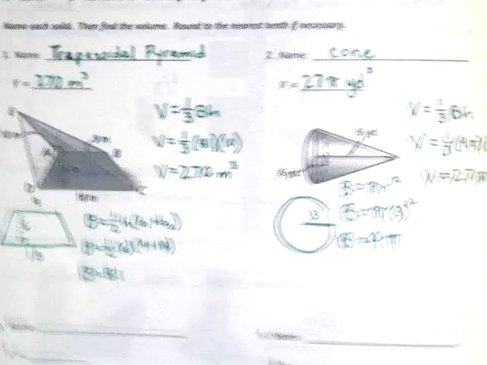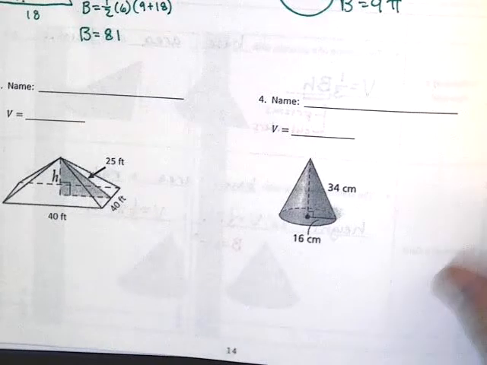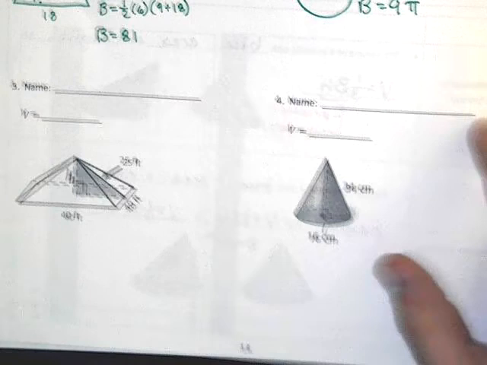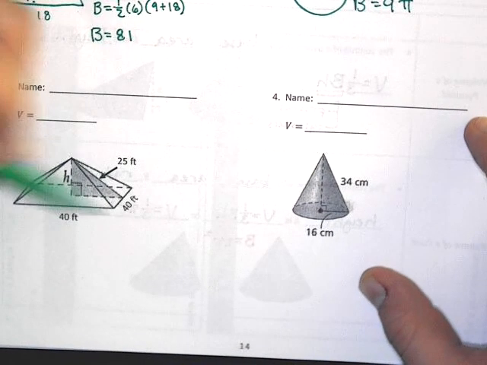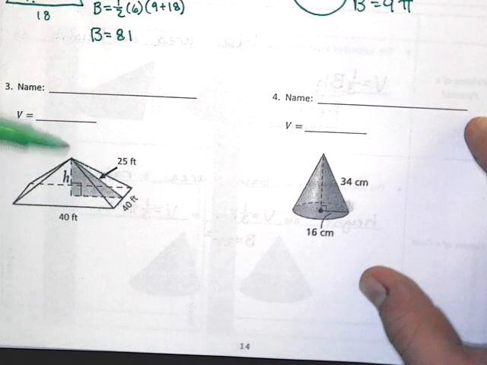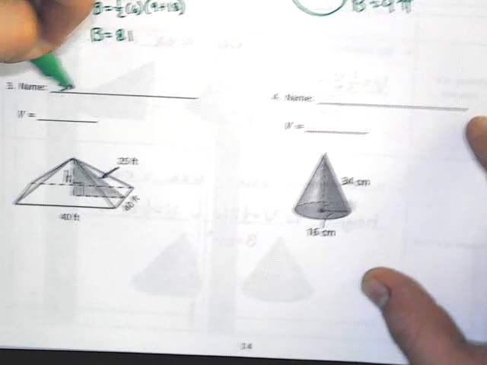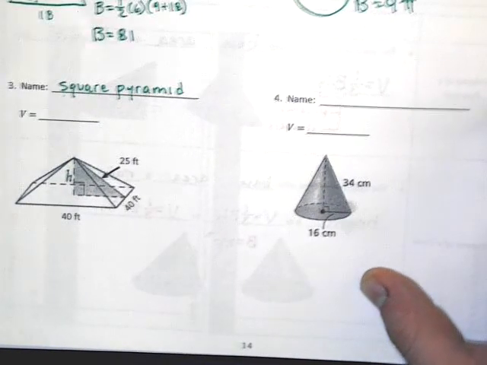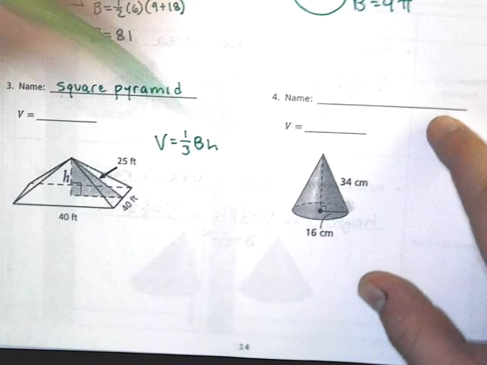Alright, so now moving on to the next problems. These next problems are going to require a little bit more work. Alright, if I look at something like 14, I would say that this is a square pyramid. How do I know? Well, this base shape is a square if both sides are 40. And I know that all of my edges are meeting at one point. There's only one base. So here we have a square pyramid. Now it's time to get to work. Again, V equals 1/3 base area times height.